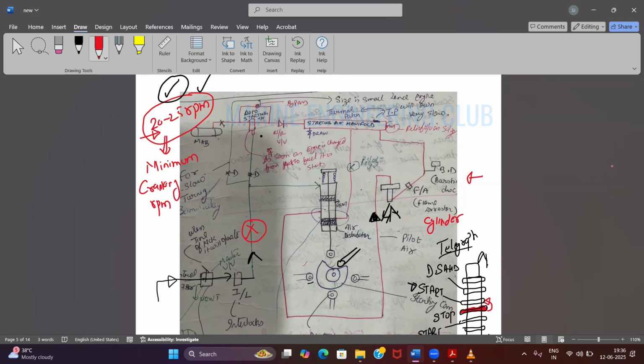Nothing will happen in the starting valve, sir. Only the puncture valve air will go to the fuel pump. Agreed? Yes, sir. Nothing else. That we will discuss when I explain this diagram.